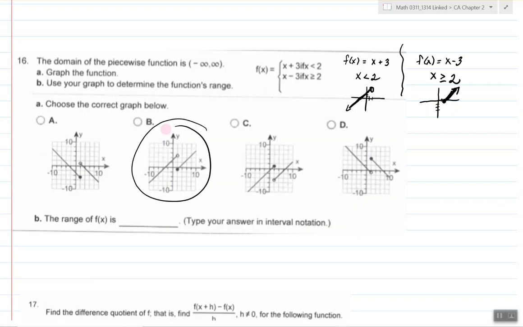Remember, the range is all of the y values. All right, this is from negative infinity because it just keeps going down, down, down, and it goes up, and there's no overlap, so it is a function, but doesn't it go up forever? The answer is yes. This has a range from negative infinity to positive infinity.